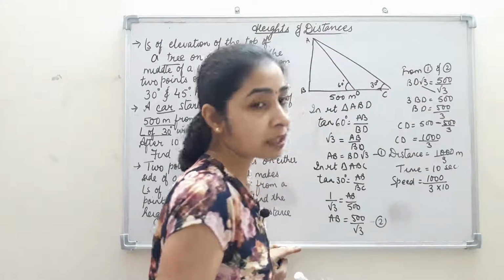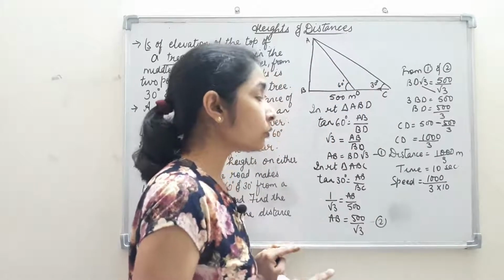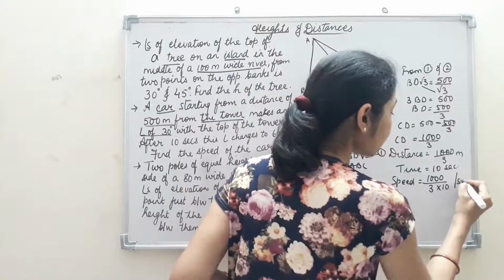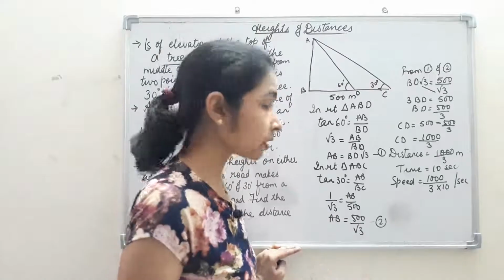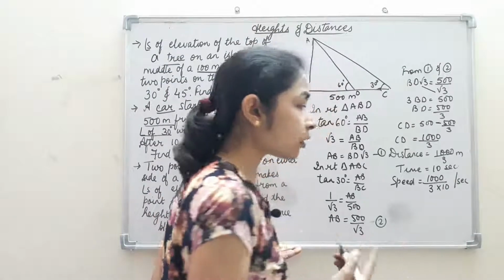But again it will come in fraction. So what will I do? This is per second speed. I'll just find it out in minutes. If I find it out in minutes, then what do I get?